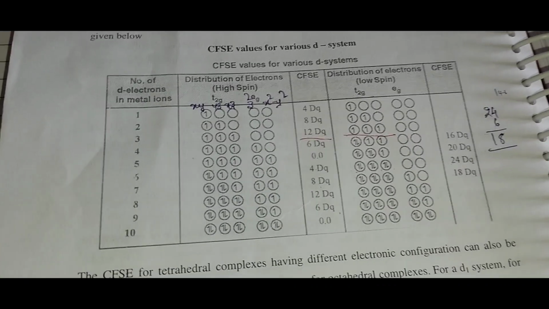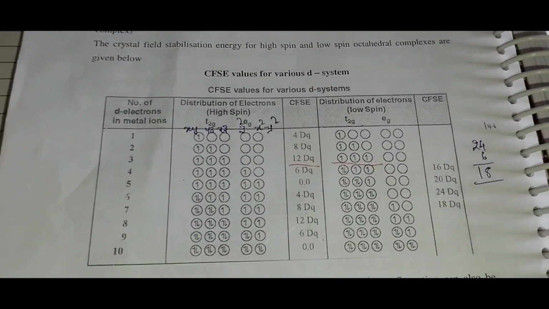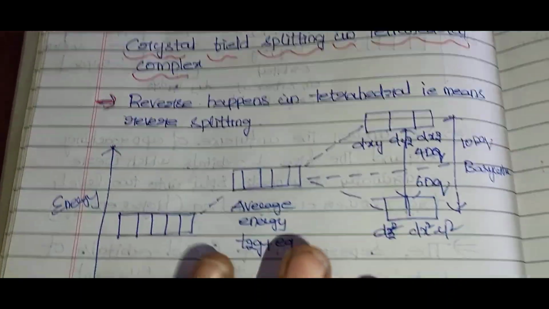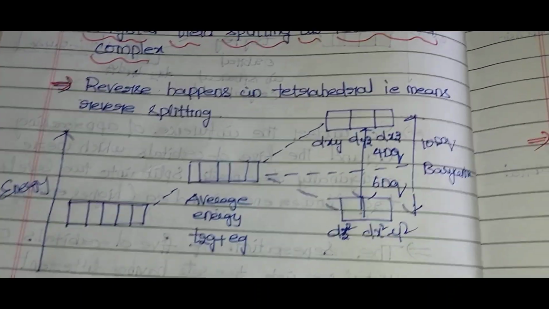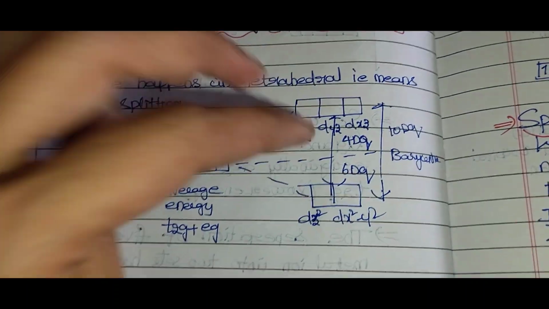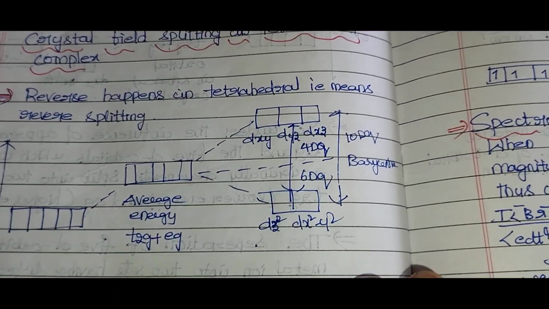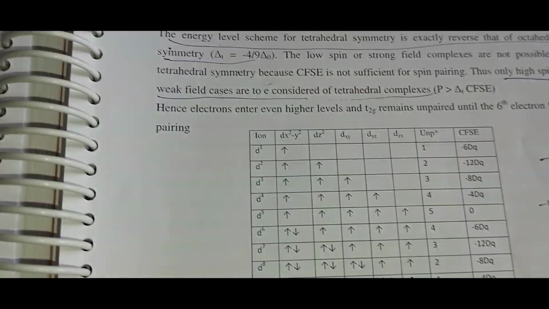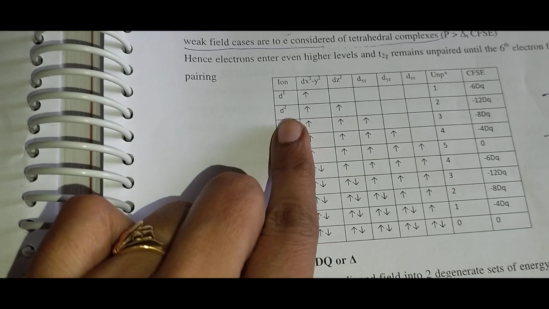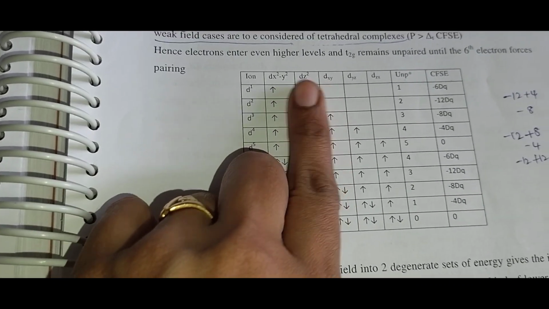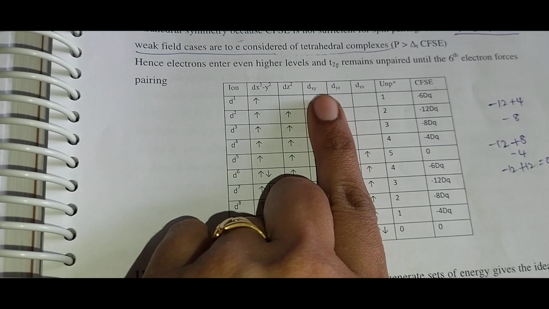Then what are the CFSE values for the tetrahedral field? I already told you in the tetrahedral field there will be a reverse splitting. So how does the reverse splitting take place? dxy, dyz, dxz will be up; dz square and dx square minus y square will be down. So let's see how the splitting occurs here. Lower are dx square minus y square and dz square, as I told, and higher are these 3.